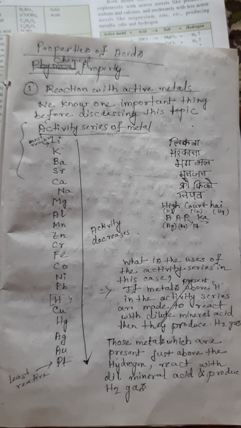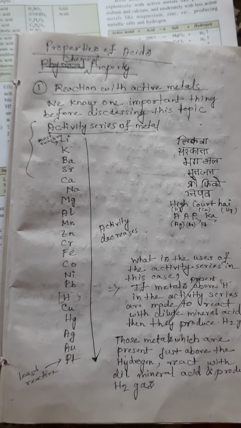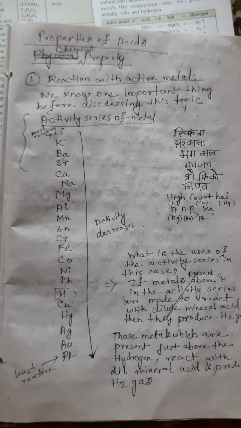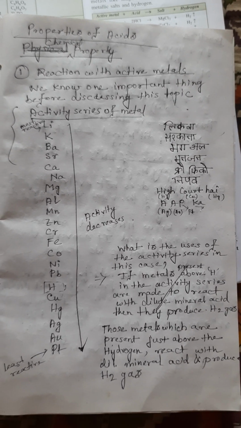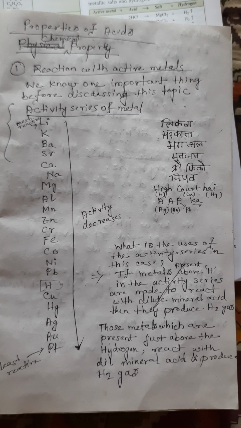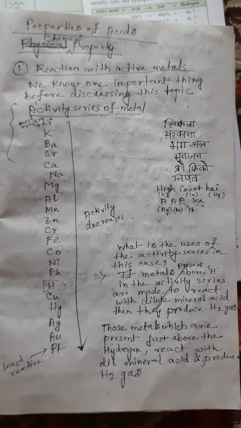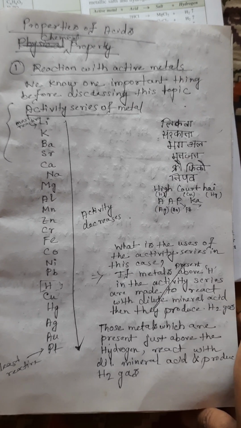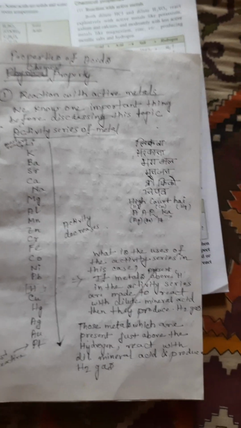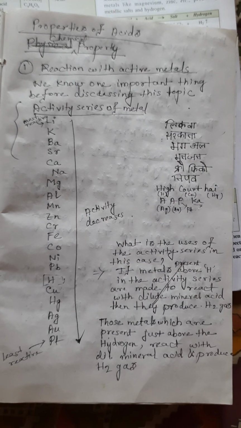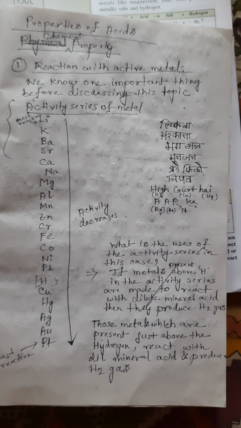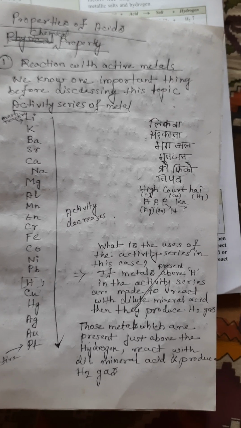Good morning, students. Now, the next topic is properties of acids. That means chemical properties of acid. We have already discussed the physical properties of acid. Now, the second property is chemical property. Inside this chemical property, the first reaction is reaction with active metals.